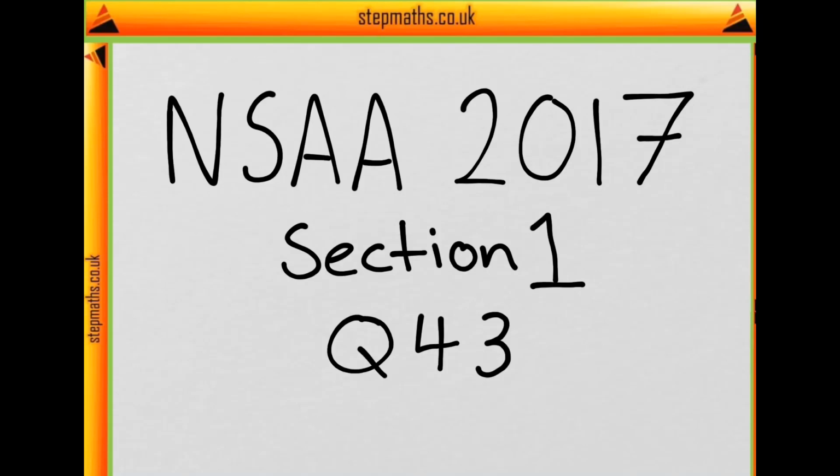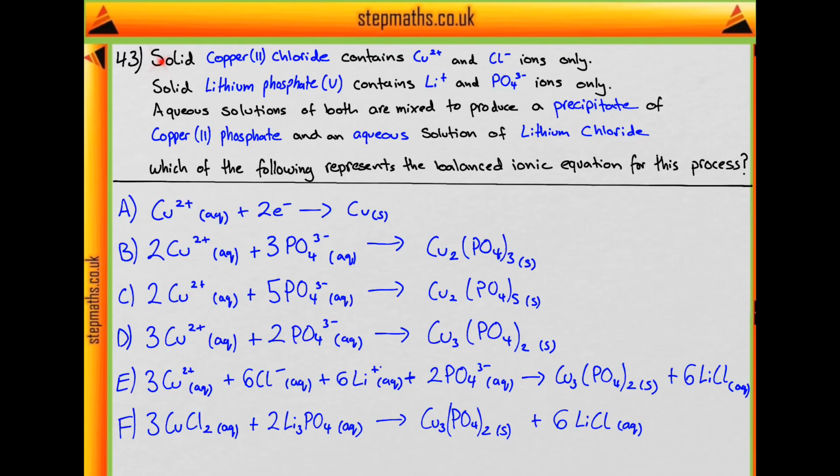Hello, in this video I'll be showing you how to answer the NSAA 2017, Section 1, Question 43. Solid copper chloride contains Cu2+ and Cl- ions only. Solid lithium phosphate contains Li+ and PO4 3- ions only. Aqueous solutions of both are mixed to produce a precipitate of copper phosphate and an aqueous solution of lithium chloride. Which of the following represents the balanced ionic equation for this process?